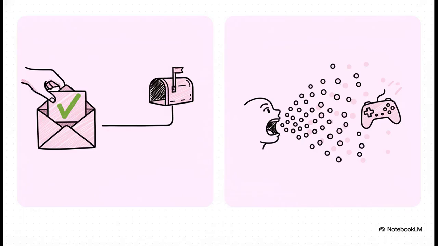Think of TCP like sending a package with tracking and delivery confirmation. It's a little slower because it's double-checking that every single packet arrives in the correct order. This is absolutely essential for a web page, where one missing piece could just break the whole thing.